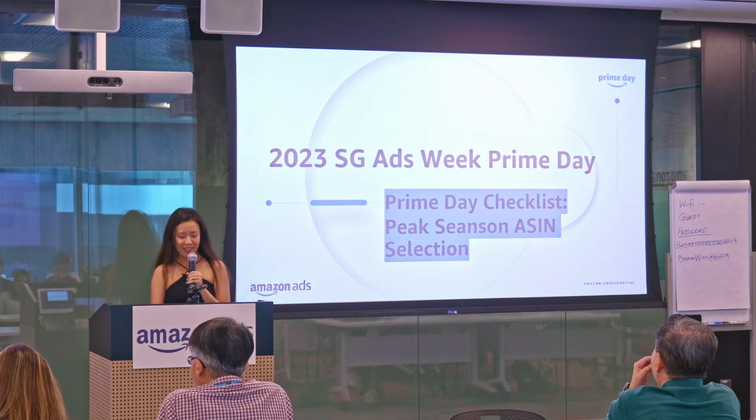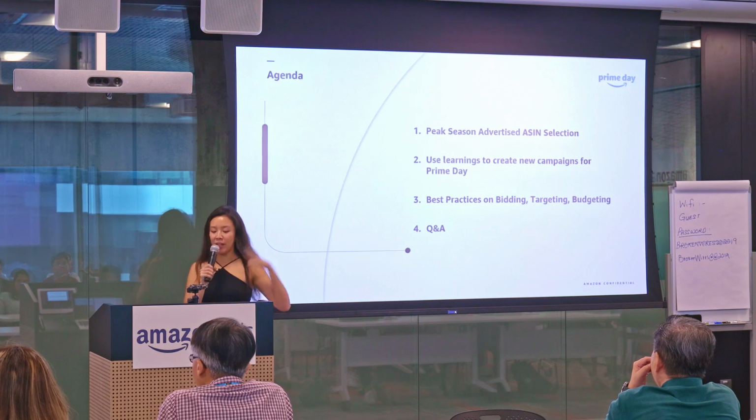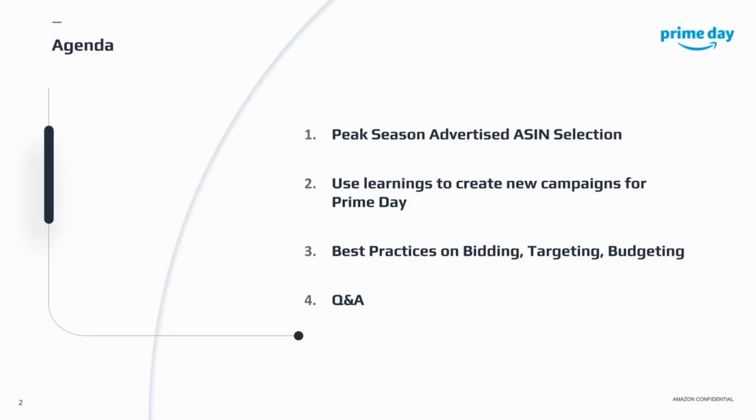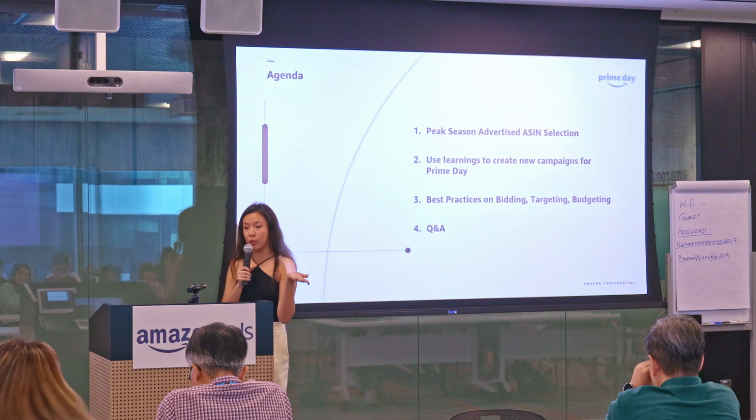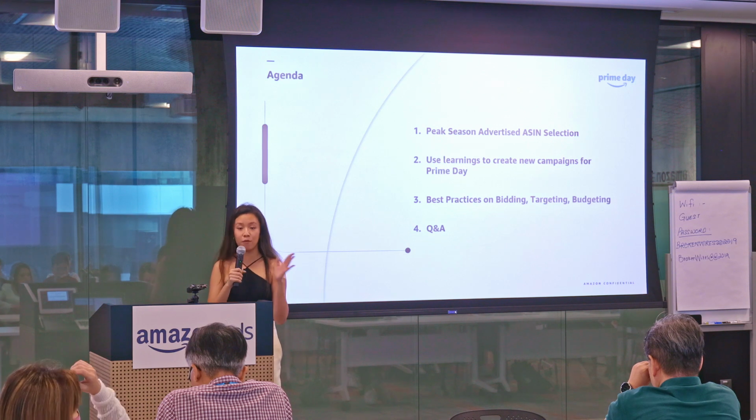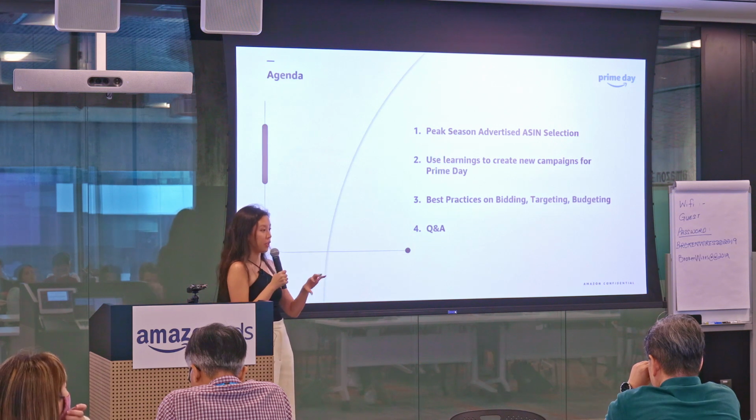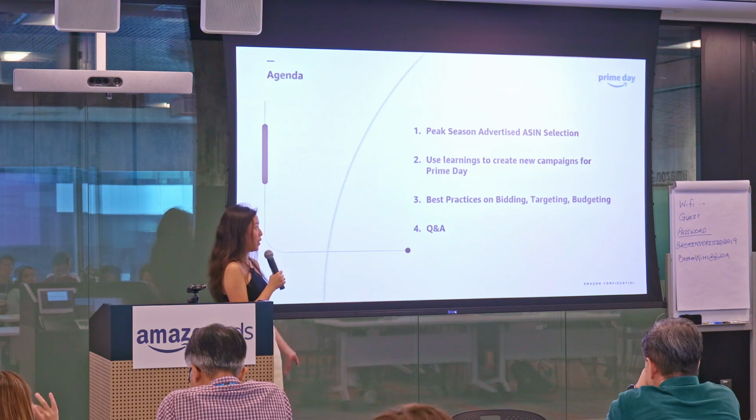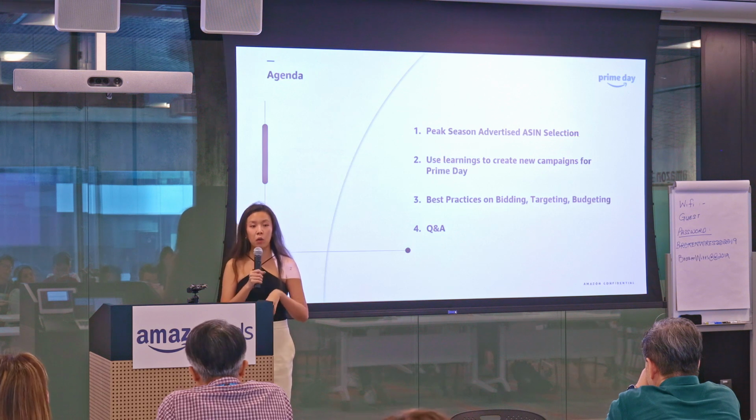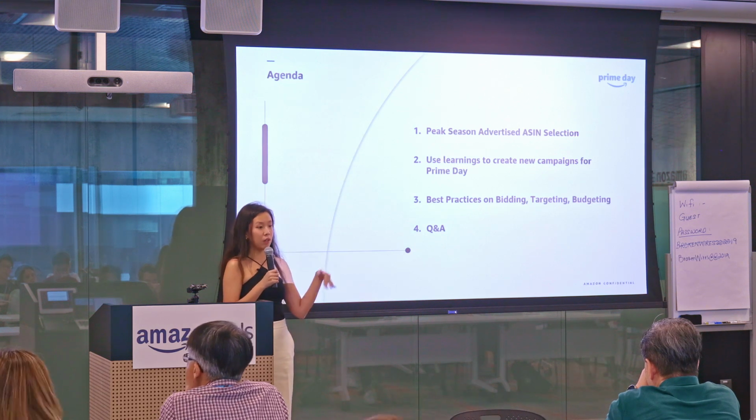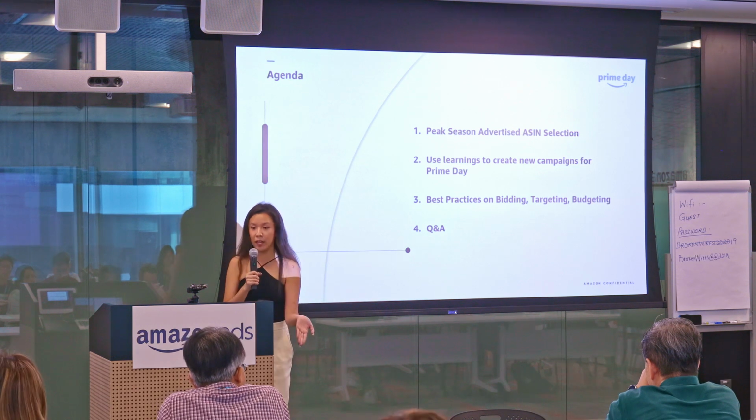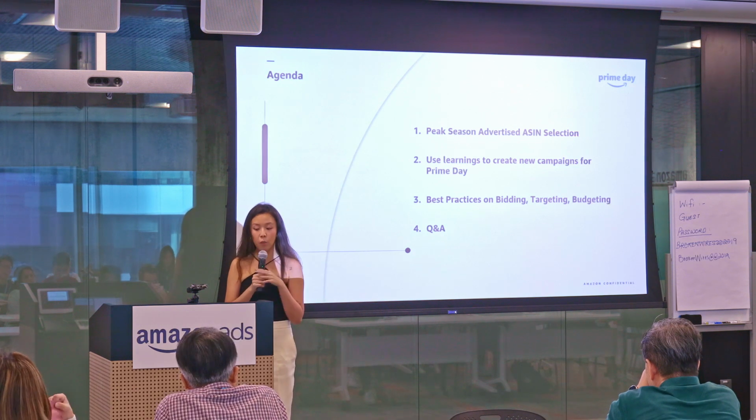Today our agenda is to give you a top guide for your peak season ASIN selection. I'm sure most of you here are experienced sellers, but you might have trouble prioritizing your different advertising strategies for the multiple products within your portfolio. So we'll give you an overarching guide on how to segment your ASINs into 4 different buckets, and the corresponding advertising strategy for each one of them.